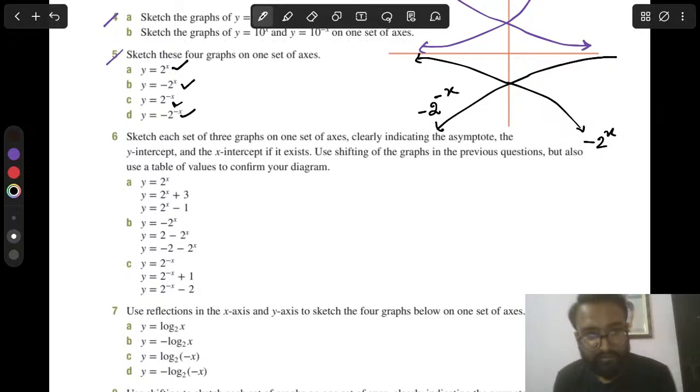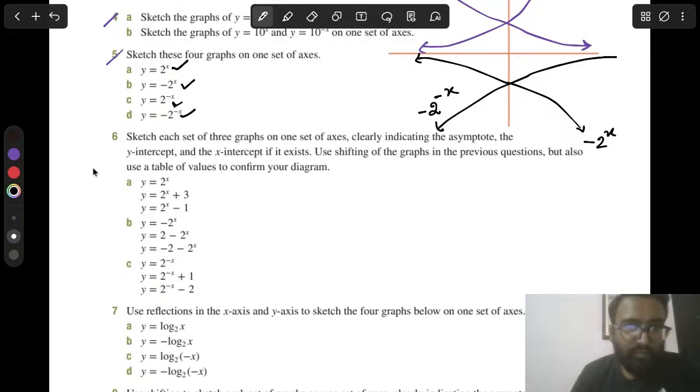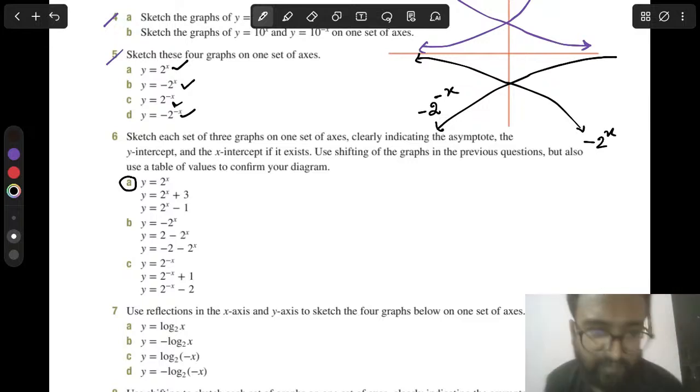Next, can you plot A? Plot and send me in one graph only, one set of axes. Draw 2 power x. Okay. And then after that, 2 power x plus 3 means what? On the same graph, you have to plot these three.